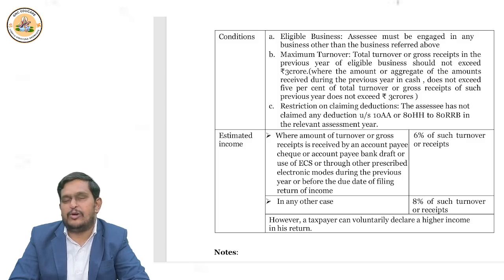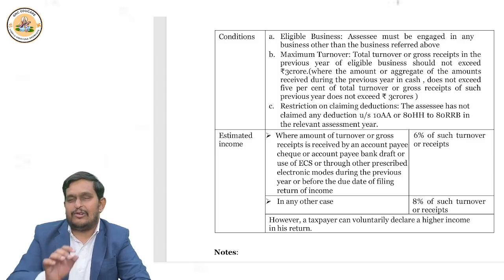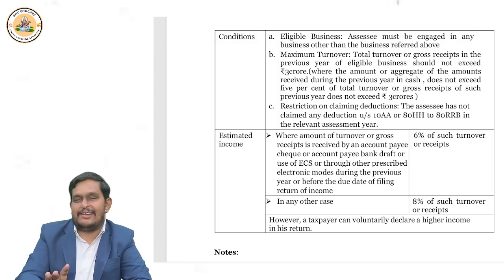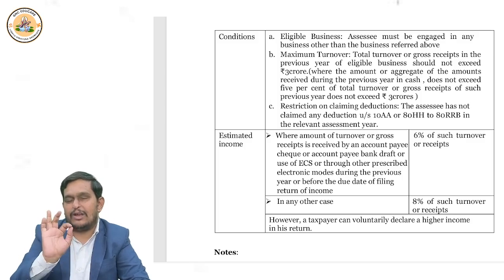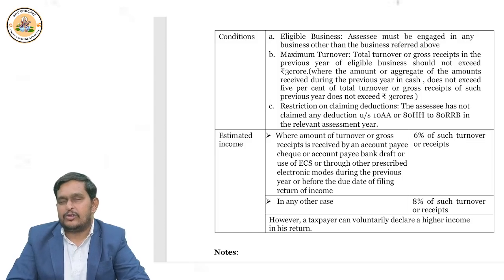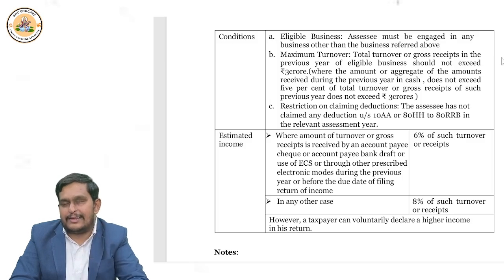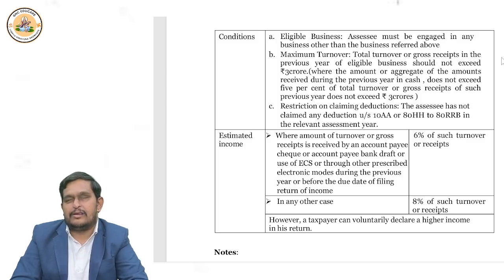Now let me tell you in short. You can see on the screen it's written 3 crores, but it's not 3, it's 2. Just a small correction, you do it. Okay. So it is 2 crores. If your turnover is up to 2 crores, then this section applies.